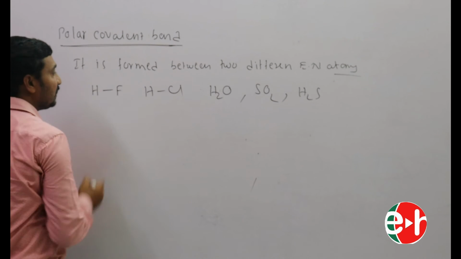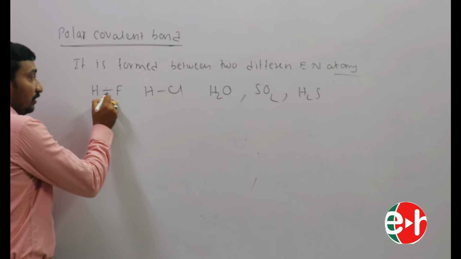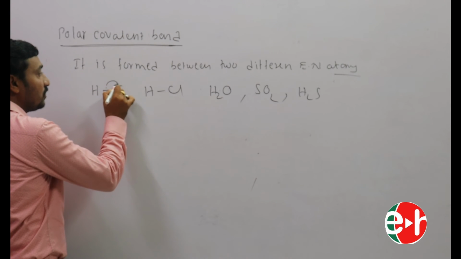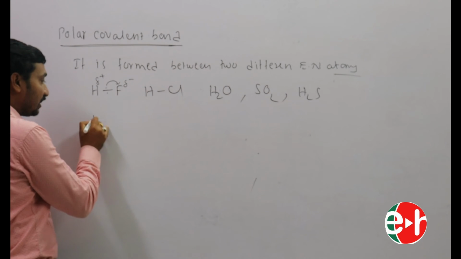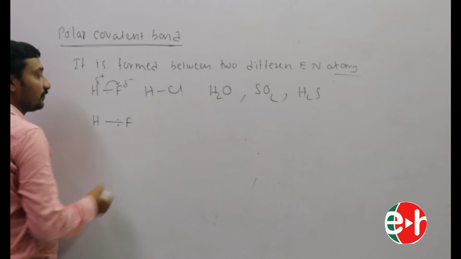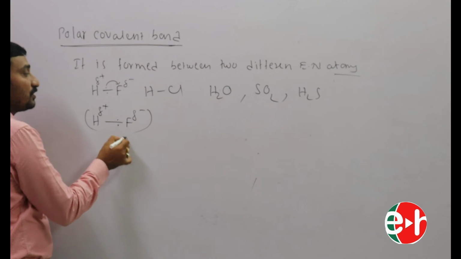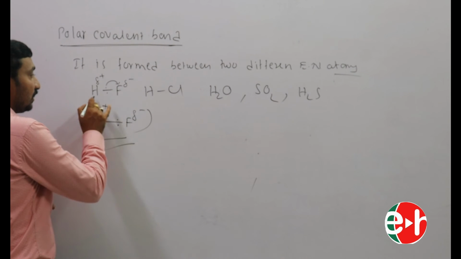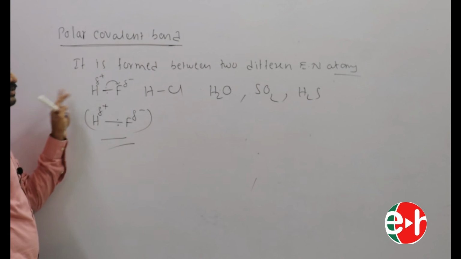In this one, what happened generally? Fluorine is more electronegative than hydrogen. That's why the bond pair of electrons is attracted towards the fluorine atom. Then fluorine gets a partial negative charge, and hydrogen gets a partial positive charge. So this is a polar covalent bond. A polar covalent bond means a covalent bond formed between two atoms with different electronegativity.